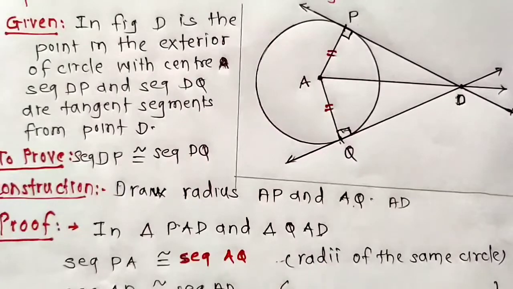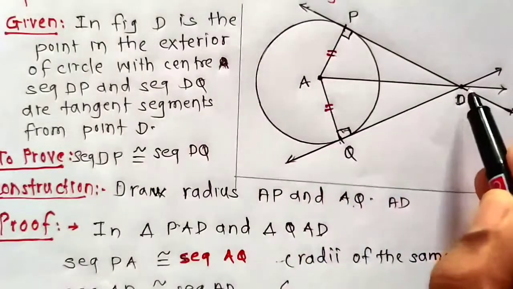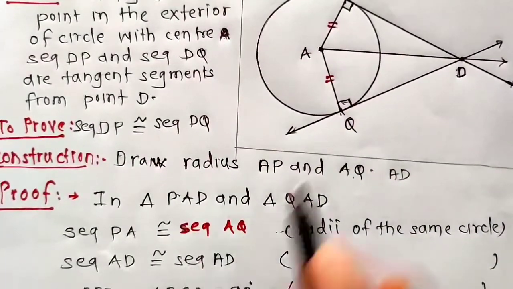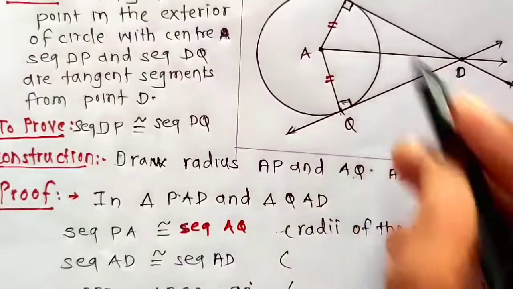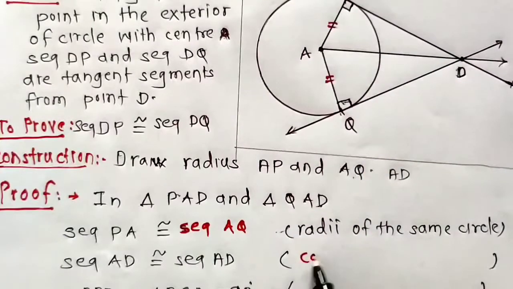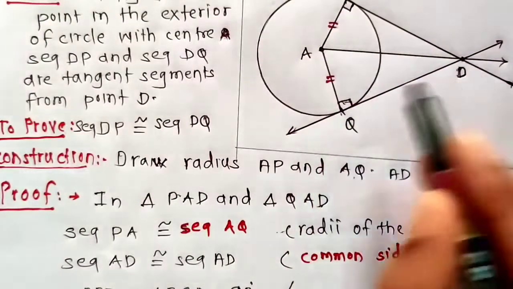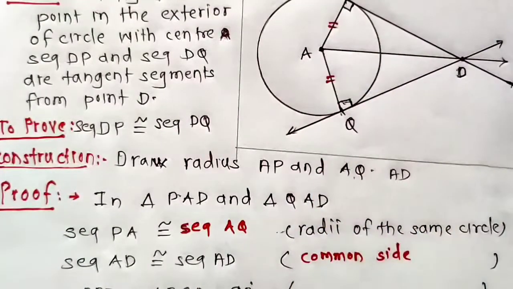Now the second step is already given. Segment AD congruent to segment AD. What is the reason? Segment AD is congruent to segment AD in these two triangles, that is the common side. So here we have to write the reason only. It is the common side. The next one, angle APD congruent to angle AQD is equal to 90 degrees. So which theorem?